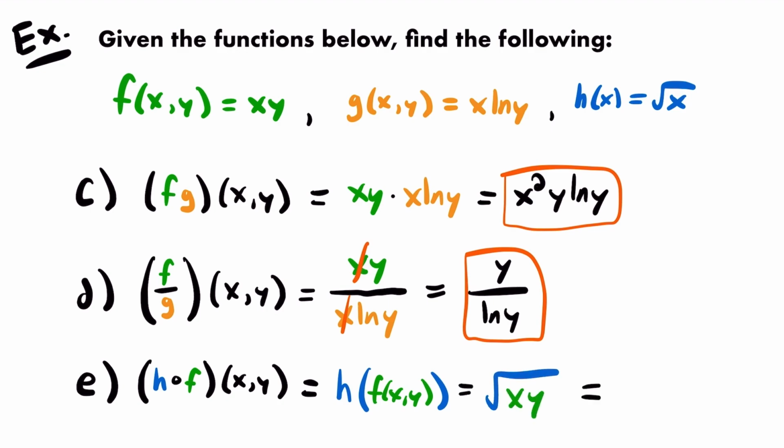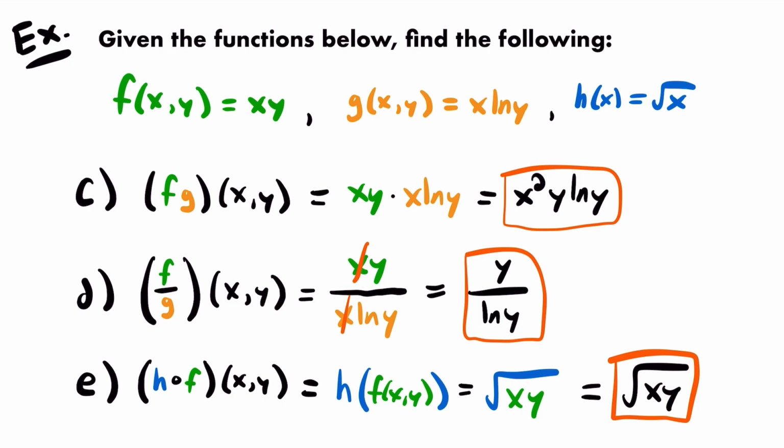And then just to write it as one solid color here, that is the final answer, the square root of x times y, is the composite function h of f. Okay, and that's it for this example. We have now found all the different combination functions as well as this composite function. And so with that, we are done with the oddball questions regarding multivariable functions.